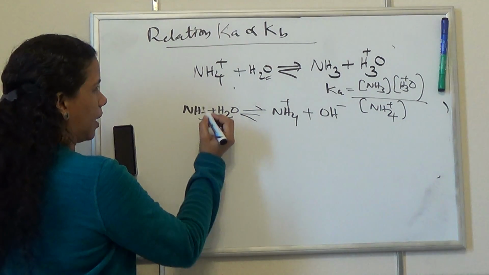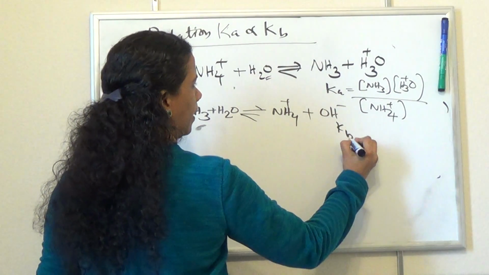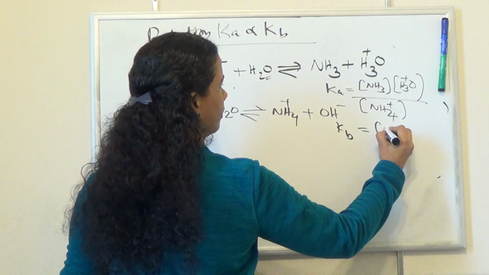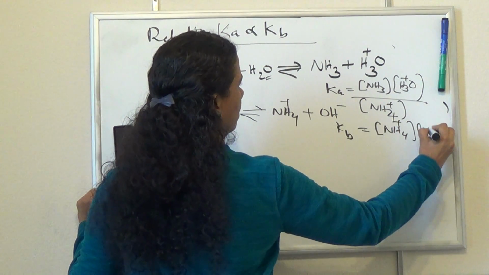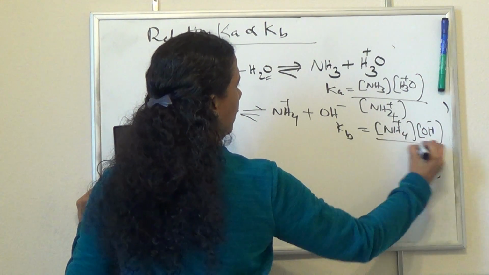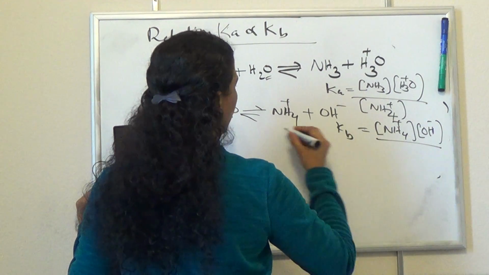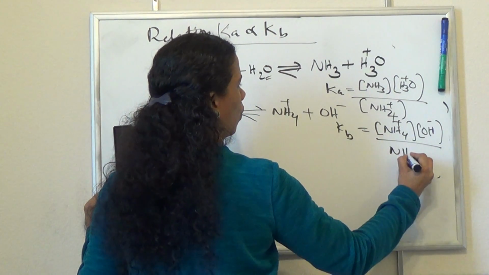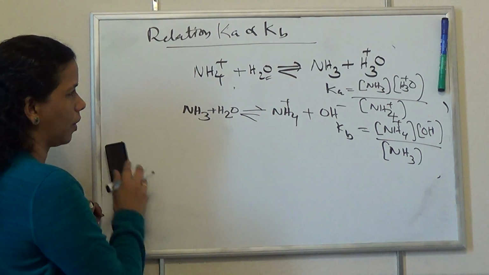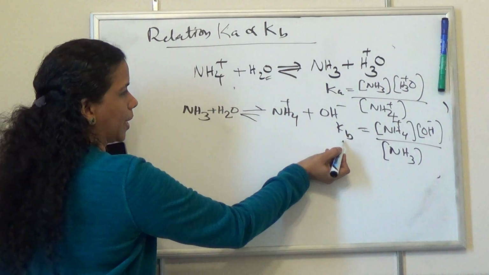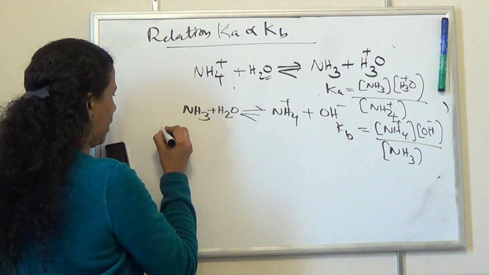So as a base we can write the Kb. Kb is equal to NH4 plus into OH minus divided by NH3. We can avoid water because it is a constant. Its concentration is taken as a constant. So we will get the expressions for Ka and Kb.